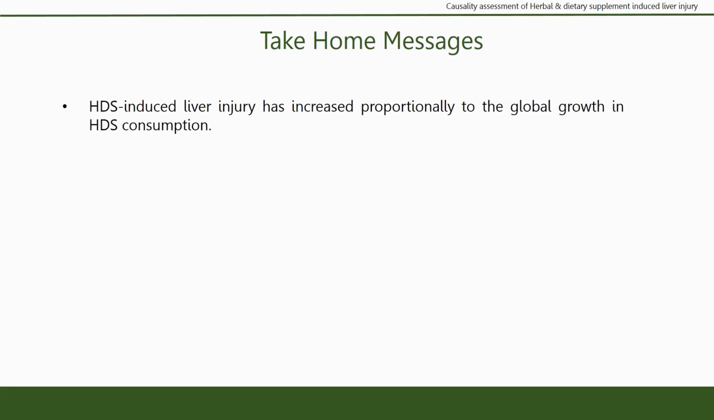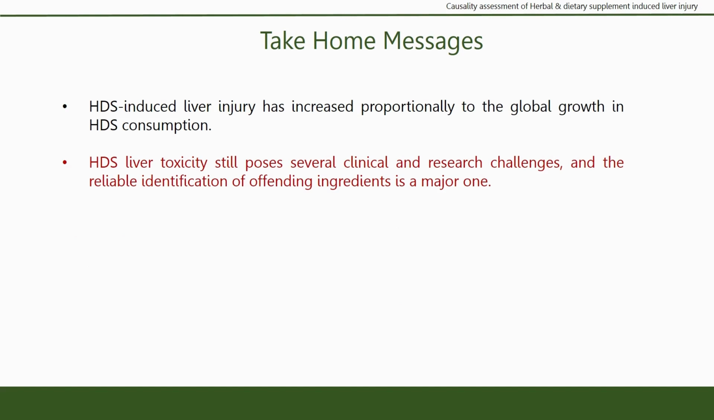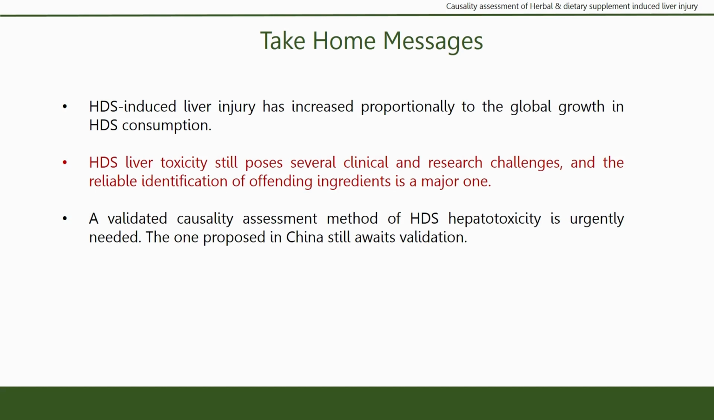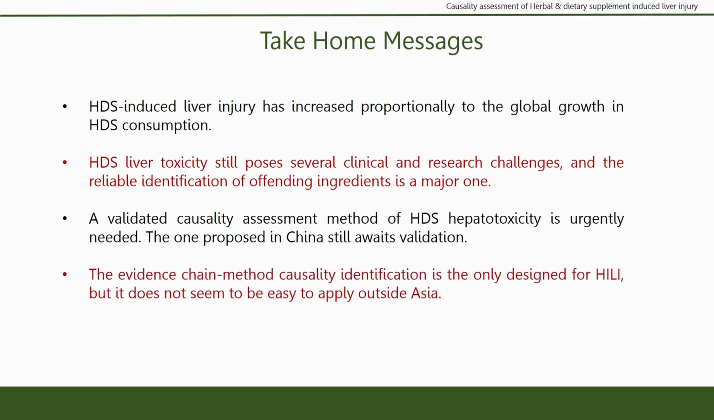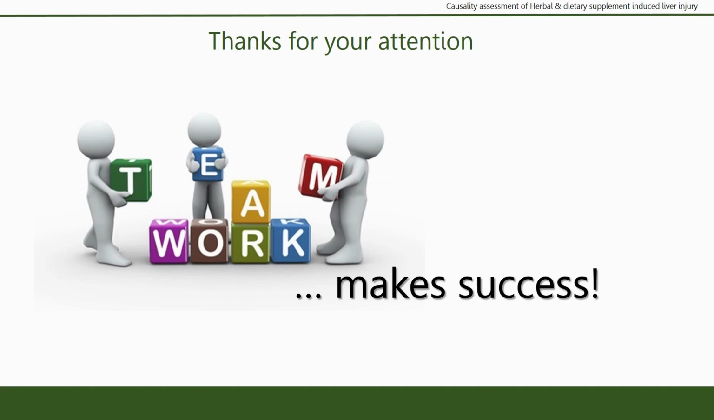In summary, HDS-induced liver injury has increased proportionally to the global growth in HDS consumption. HDS liver toxicity still poses several clinical and research challenges, and the reliable identification of the offending ingredient is a major one. A validated causality assessment method of HDS hepatotoxicity is urgently needed. The one proposed in China still awaits validation. The evidence chain method is the only causality method designed for HDS DILI, but it does not seem to be easy to apply outside Asia. Thank you very much for your attention.